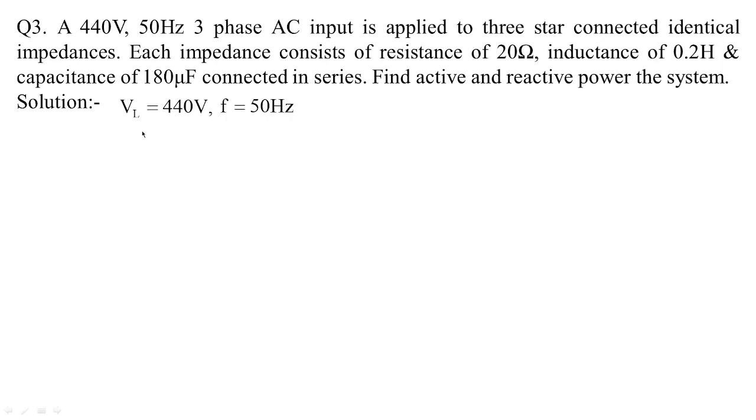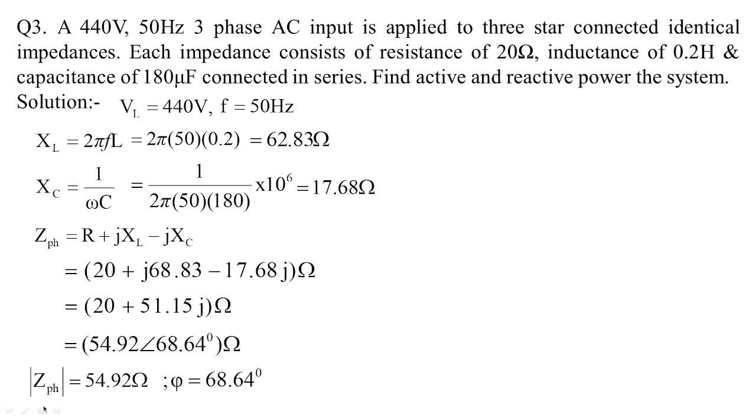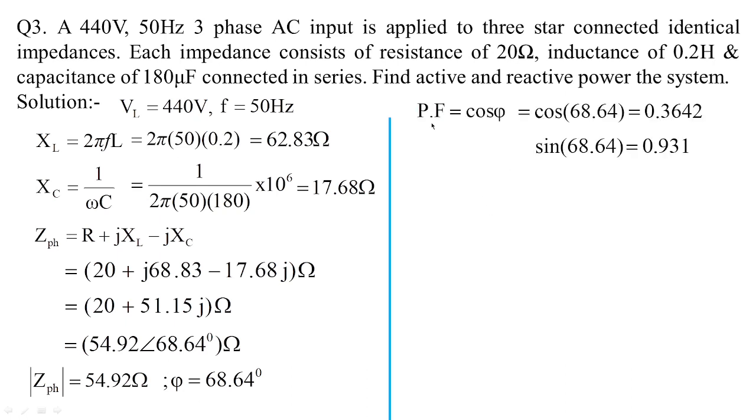For that, just taking the inputs and calculating the value of inductive reactance, which is 60.83, capacitive reactance as 17.68, and finally the value of impedance, because all are connected in series, so the value will be equivalent to R plus jXL minus jXC. Substituting the values, I'm going to get the value of impedance in magnitude form as 54.92 ohms, and the phase angle between voltage and current will be 68.64 degrees. Now the power factor value is obtained to be 0.3642, and for reactive power, the sine term will be equal to 0.931.